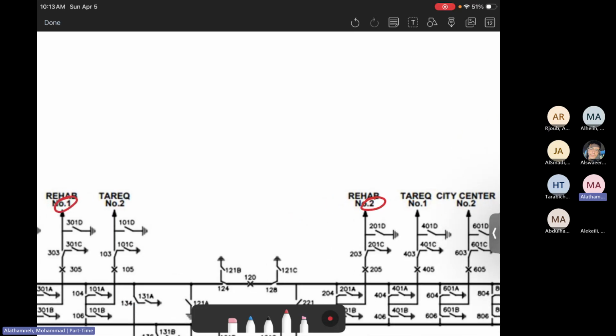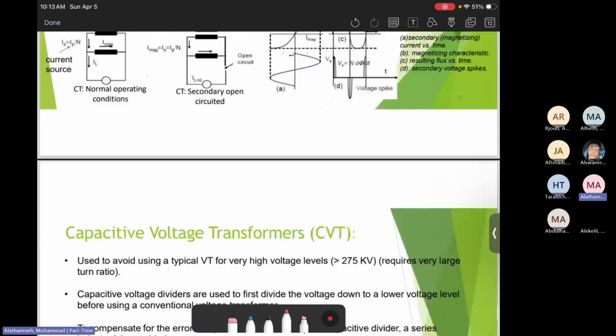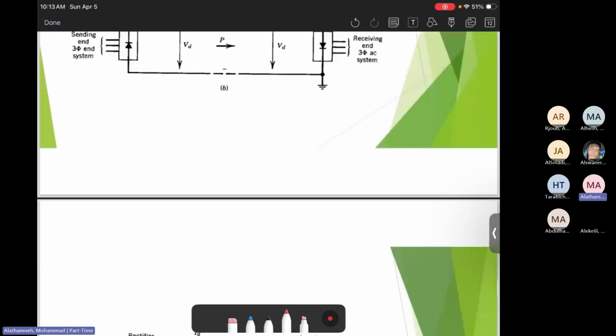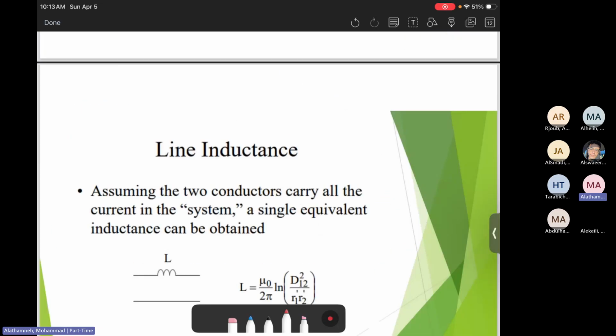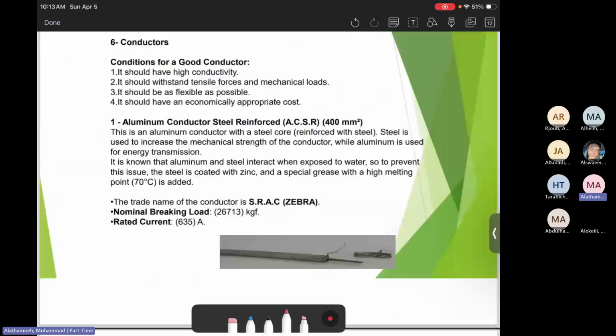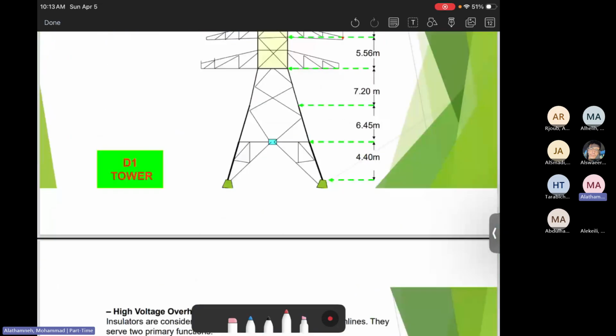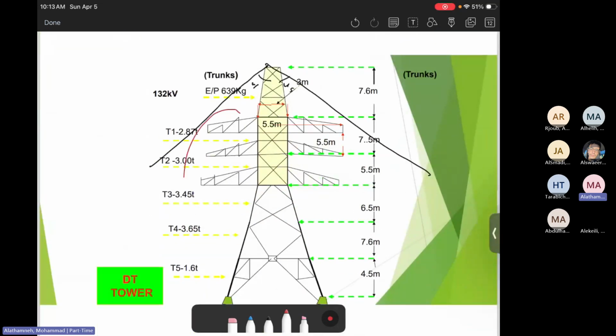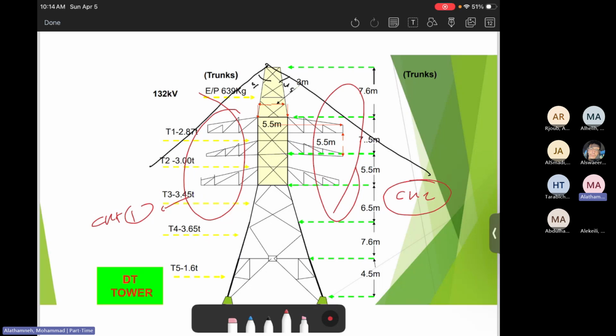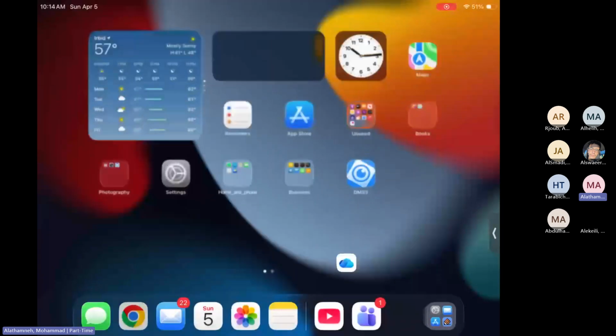Why are there two for Rihab, two for Tariq and two for City Center? Because all of them are double circuits. Let me show you this tower picture. When we have a double circuit tower, there should be circuit 1. For example, assume this goes to Tariq. So this is Tariq circuit 1, and this is Tariq circuit 2. That's why we have two circuits. So there's 1 and 2 for the same transmission line. Then let's go back again.